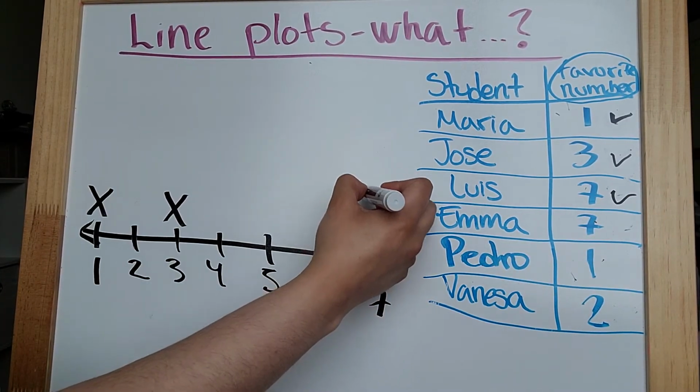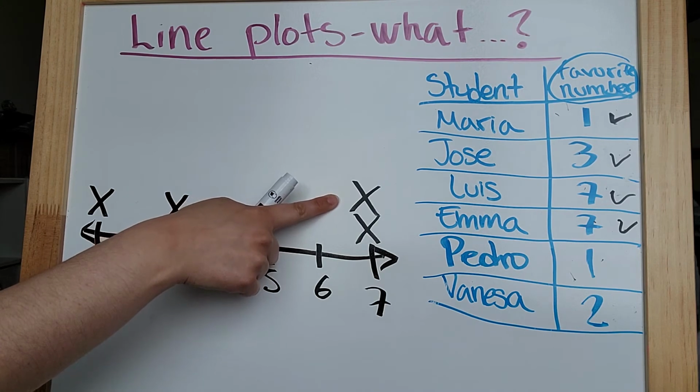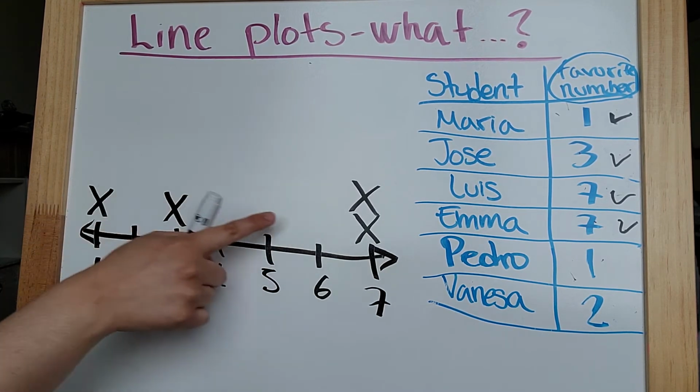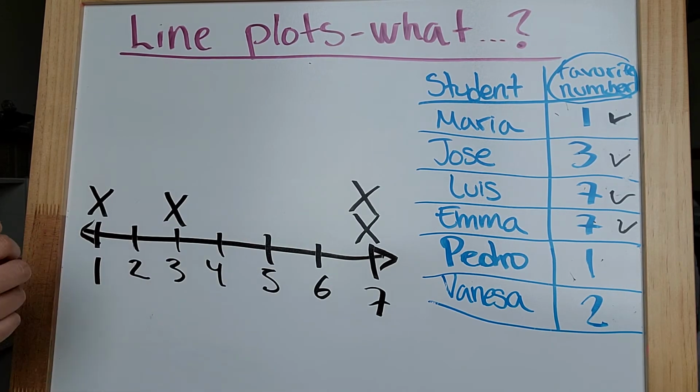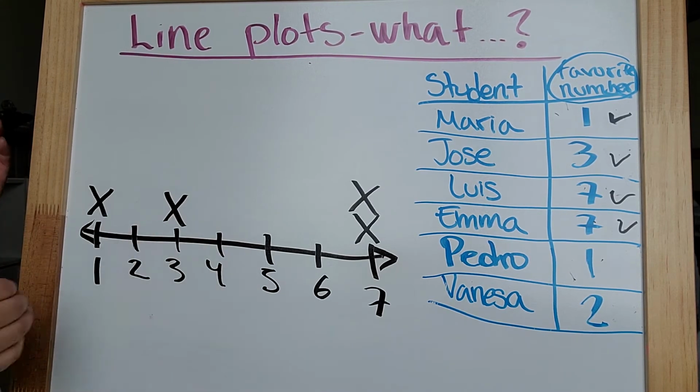Emma also likes number 7. And notice how the X goes right above. The reason why it's important that you even out all the X's is because if you end up with a lot of data, you have to compare and contrast which number has the most and which number has the least.